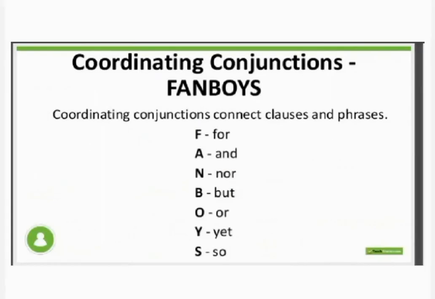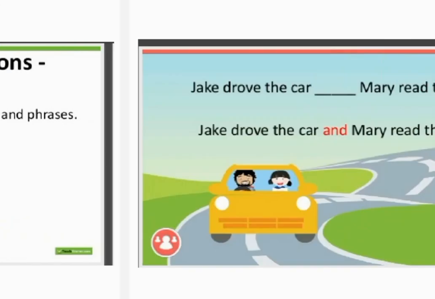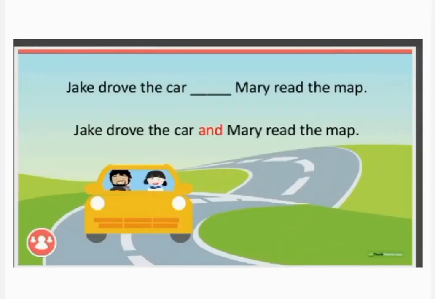Now let us know something about the coordinating conjunction. You have to remember the word FANBOYS. This word is used for coordinating conjunctions. In this, F stands for for, A stands for and, N stands for nor, B stands for but, O stands for or, Y stands for yet, and S stands for so. These are coordinating conjunctions. Now let us take some examples.